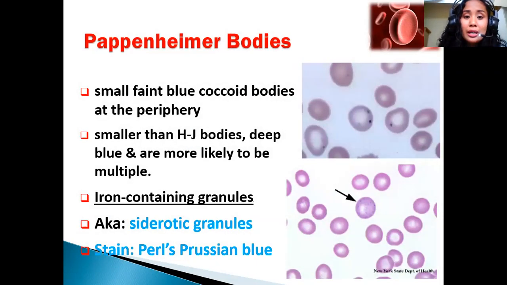Next, guys, is your Pappenheimer bodies. I'm seeing in some books, in my version of Rodak, the other name of Pappenheimer bodies is siderotic granules. Okay na yun sa akin. So, your Pappenheimer bodies contain iron. So, if Howell Jolly bodies contain DNA, your Pappenheimer bodies contain iron. Pakibilugan, please. So, this is also called siderotic granules, and siderotic granules contain iron.